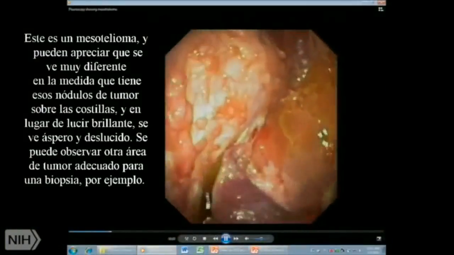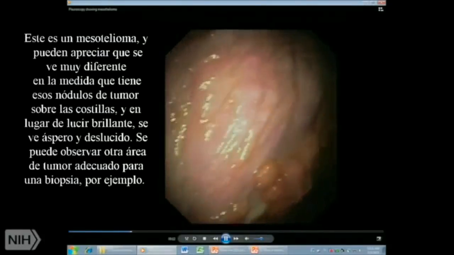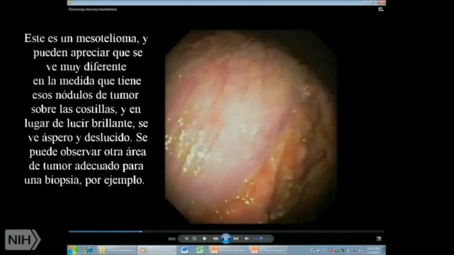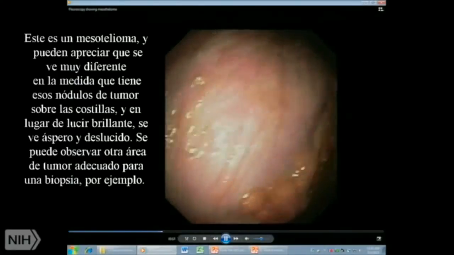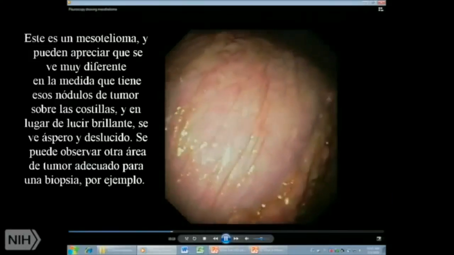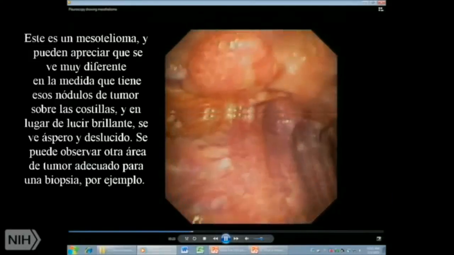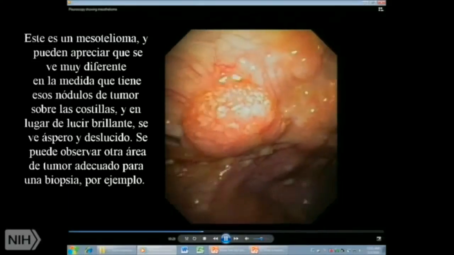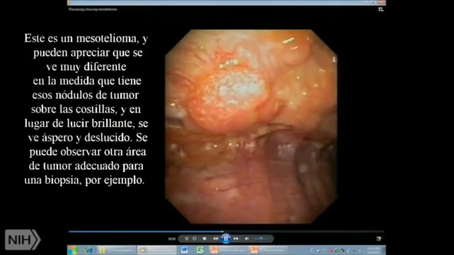Okay. So this is mesothelioma. You can see it looks quite different in that you've got these little nodules of tumour over the ribs, and instead of being quite so shiny, it's rough and matte, and there's another area of tumour that would be suitable for biopsy, for example.